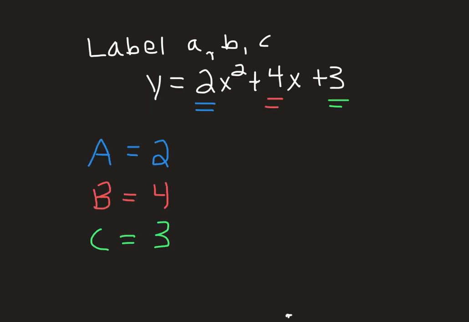So let's try an example. Label A, B, and C. As you can see, y is equal to 2x squared plus 4x plus 3. A is in the spot next to the x squared, so A is equal to 2. 4 is in the spot next to x, which would be equal to B. And 3 is the constant, which would equal C.